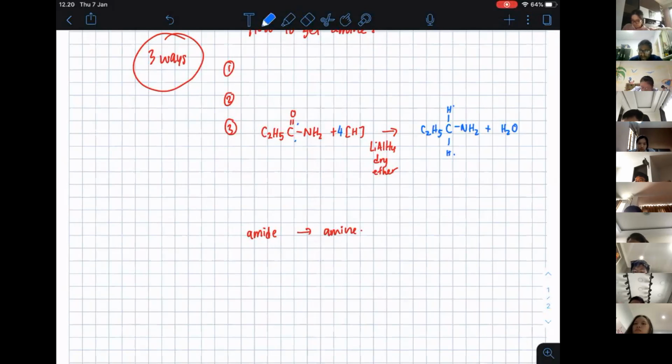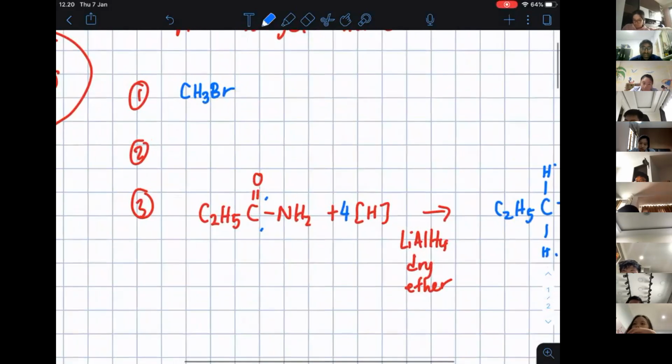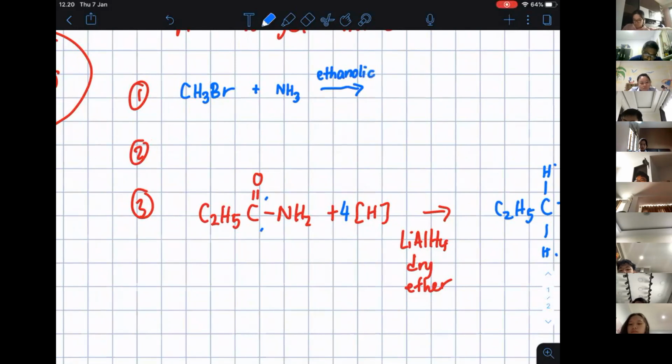But if you look at the other ways, like for example equation number 1, how do I change any halogenoalkane, let's say CH3Br, into amine? I need to react it with ammonia, and this ammonia must be ethanolic, and the ammonia must be in excess.